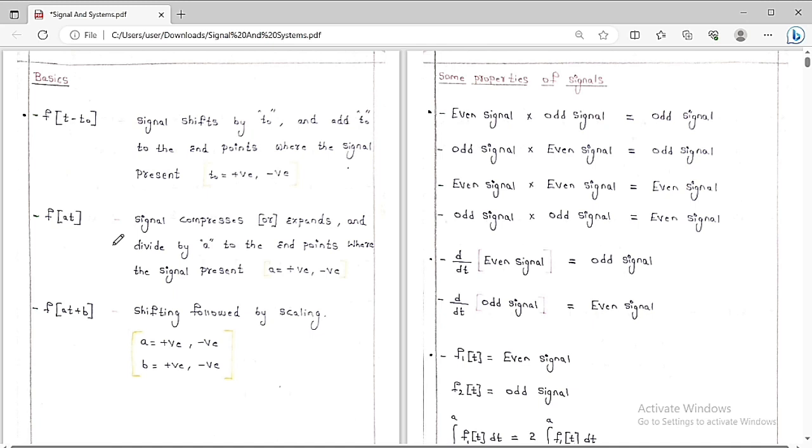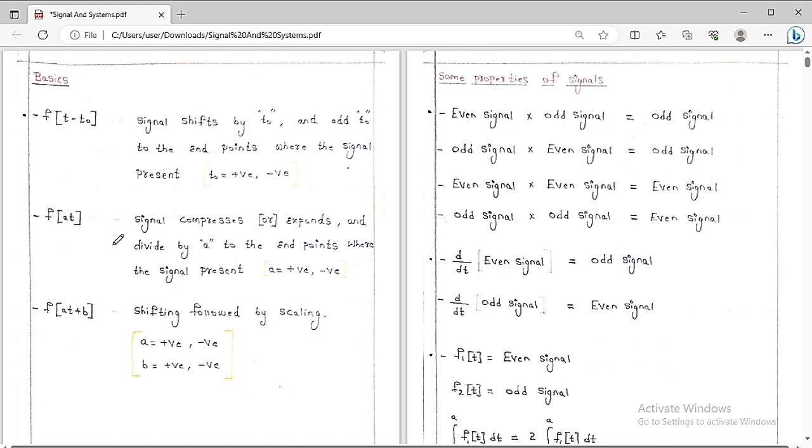So how to draw this picture from f of t? Suppose for f of t, you know the endpoints. For those endpoints, divide by a, and then we get the new signal endpoints. You know the initial endpoint and the final endpoint for f of t. Divide those by a in order to get the new signal endpoints. That new signal is nothing but f of at.